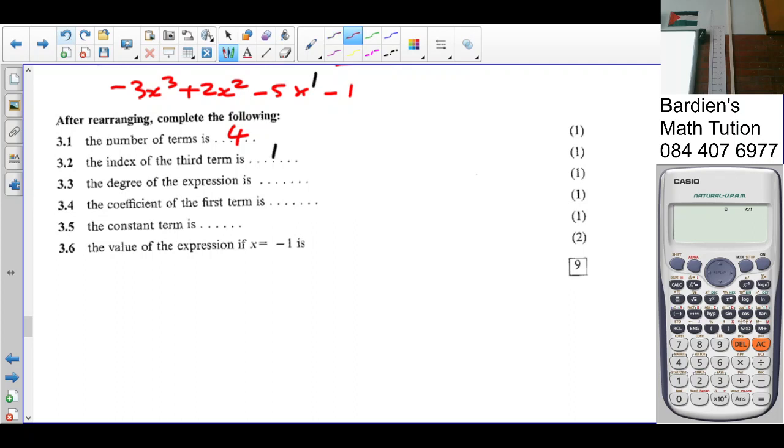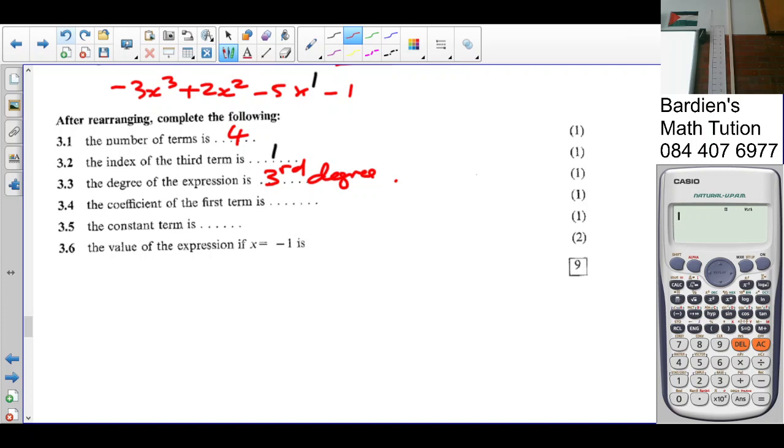The degree of the expression, what does the degree indicate? The highest exponent on x or whatever it is. So the highest exponent here is what? 3. So it's going to be the third degree. Not so?